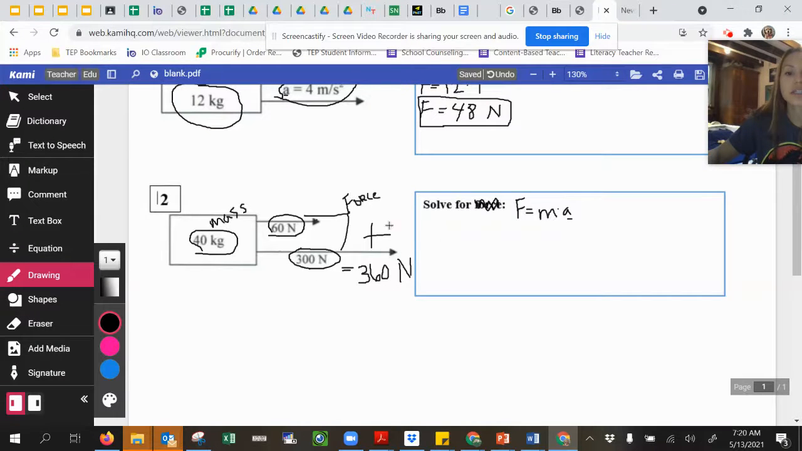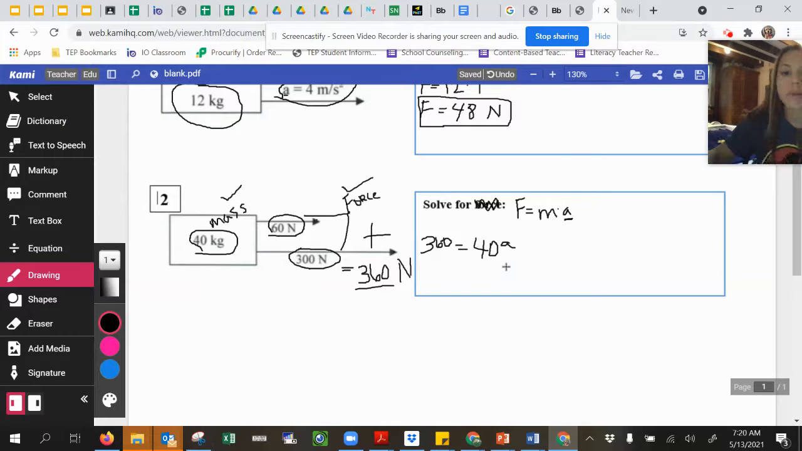Okay, perfect. So we have the mass, we have the force. Now what are we missing? Acceleration, right? So we're missing the acceleration here. Let's go ahead and plug in the values. We have 360 equals, we have the mass, which is 40, times A. Okay, so it's a one-step equation, you all should know how to do this.